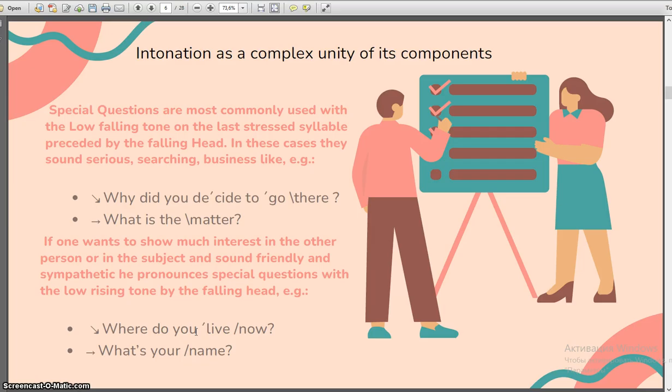What's the matter? If one wants to show much interest in the other person or in the subject and sound friendly and sympathetic, one pronounces the special question with a low rising tone preceded by the falling head. Example: where do you live now? What's your name?